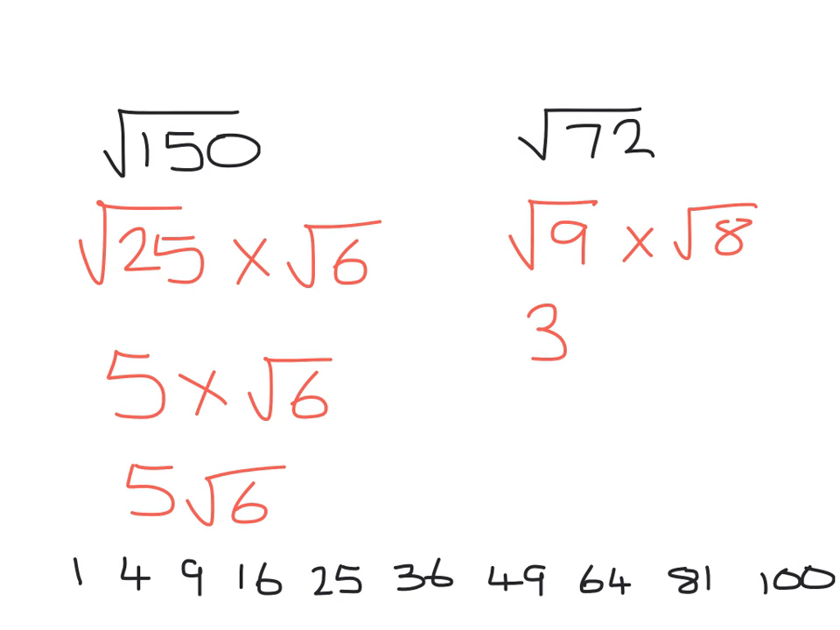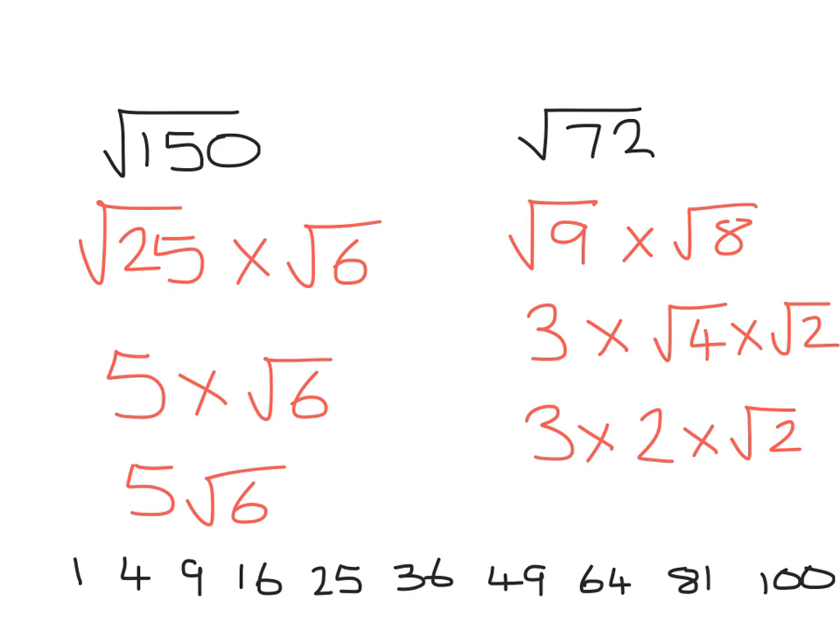That's 3 multiplied by root 8. Now, going back to the first question that we had in our video, we know that root 8 can be simplified to root 4 multiplied by root 2. So that's 3 multiplied by, the square root of 4 is 2, multiplied by root 2. 3 times 2 is 6, so we know it's 6 root 2 as our final answer.